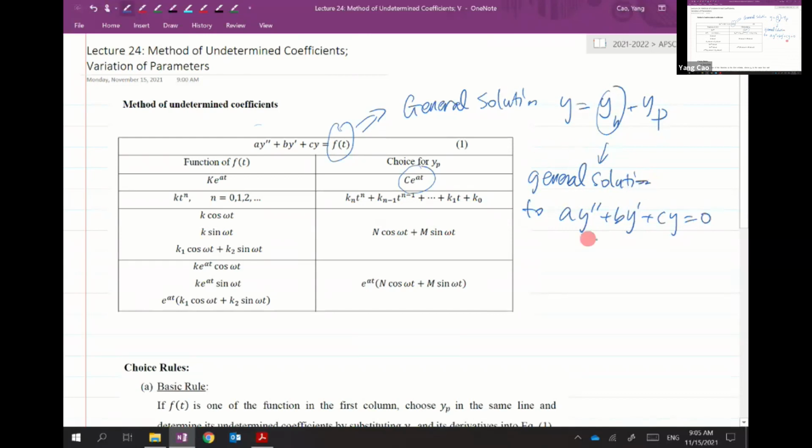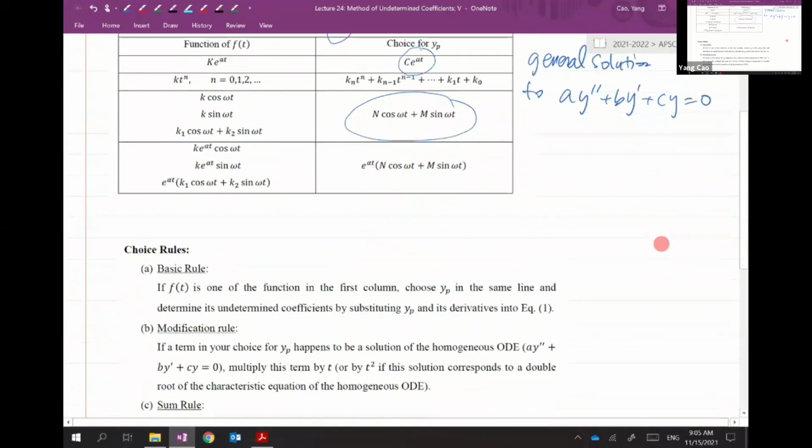This one we have already done, so we can certainly get the YH based on whatever approach we have used in the previous lecture. This lecture is focused on YP, or this table here. If your f of t takes a cosine or sine or a combination of cosine and sine, then your lucky guess for YP will take this format. That's what this table will help you with, to start with a lucky guess for the YP.